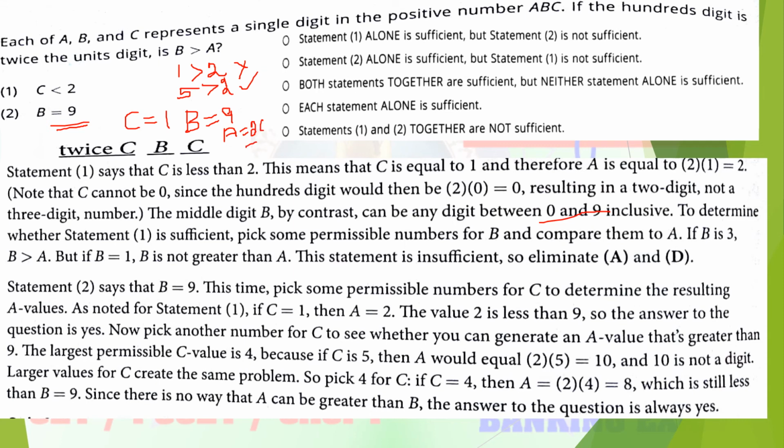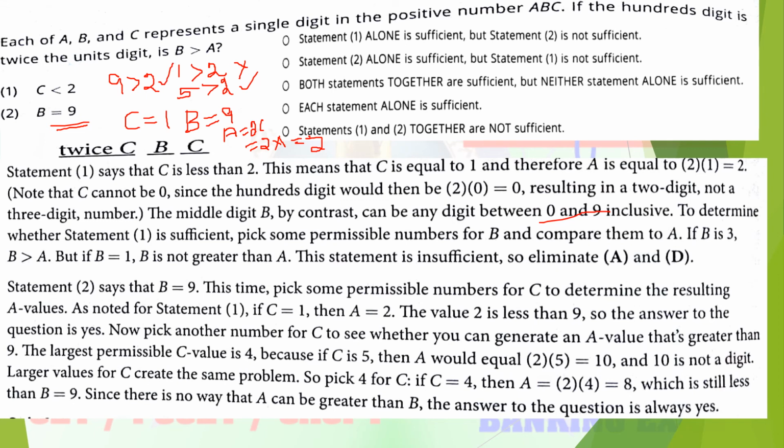So it is equal to 2 times C. C is equal to 1. So 2. So from this answer you can tell whether B is greater than A. B is 9, so then A is how much? 2. So the answer is yes.